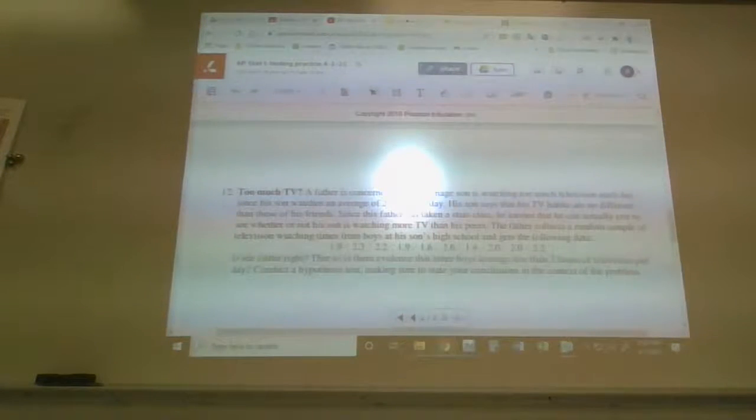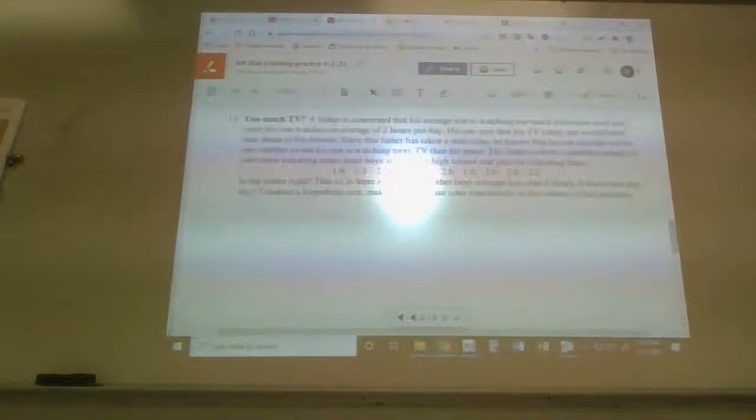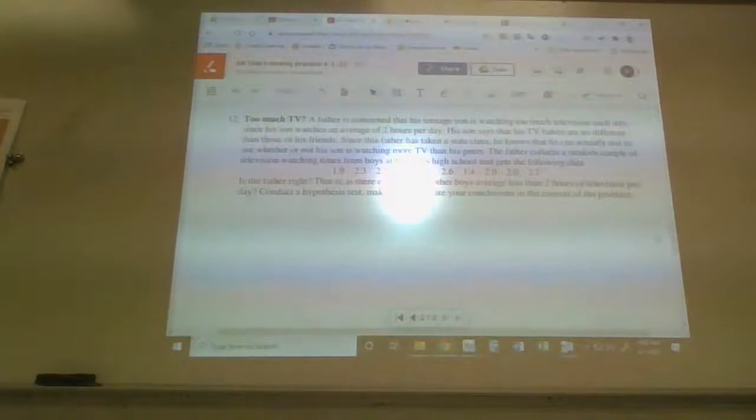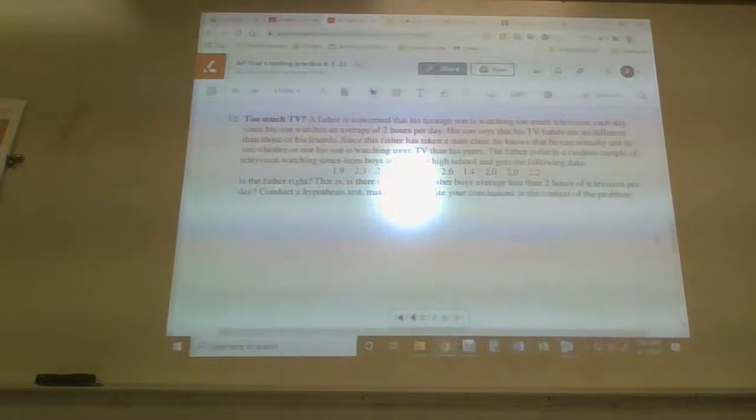Number 12. Now, this one, I'm going to give you a small opportunity to get some of the things done with it. So the use of a calculator is definitely needed for this problem. I want to make sure that you realize that. So have your calculators ready because you're going to need it for this problem.